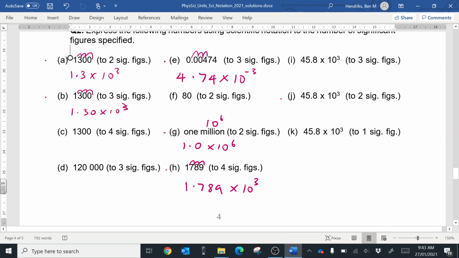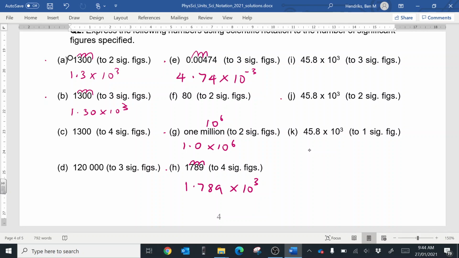And so far we haven't had to do any kind of rounding because everything's just been nice for us. That's why I wanted to include these last 3 on the end. You do need to be able to do rounding. So I'm just going to do J. So 45.8 times 10 to the 3.